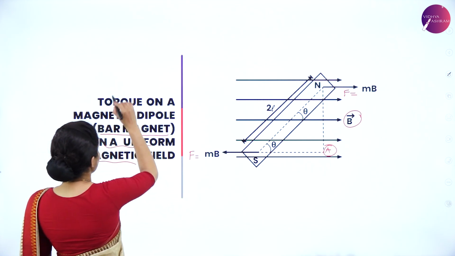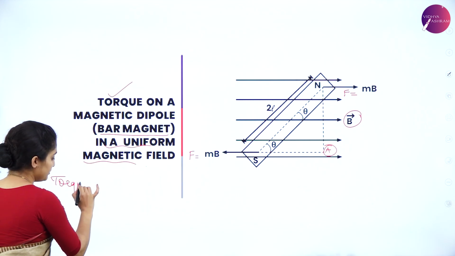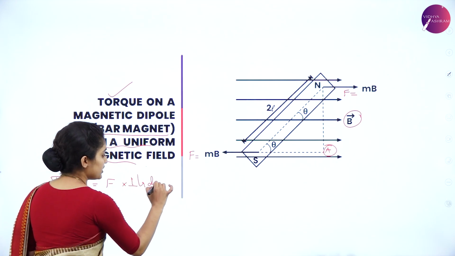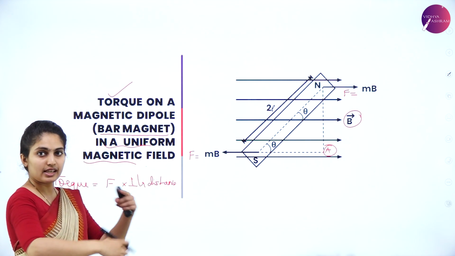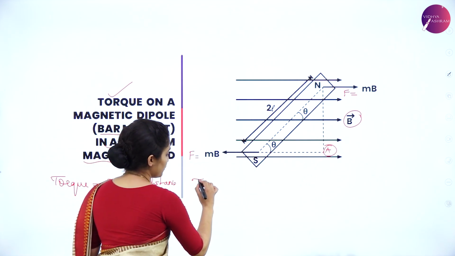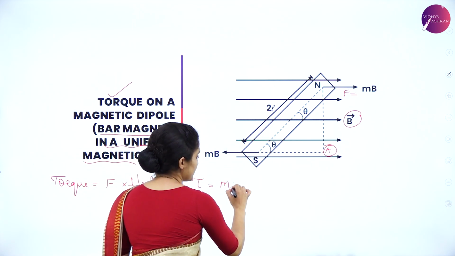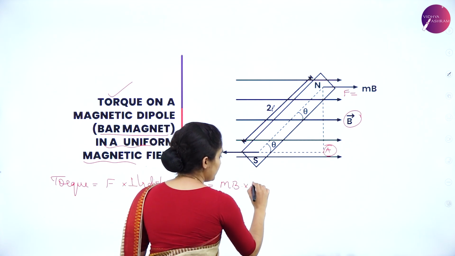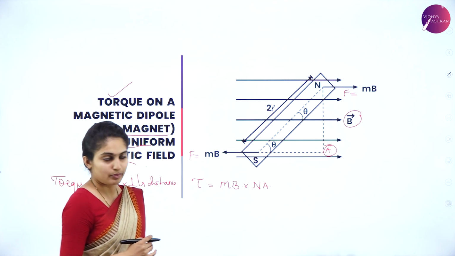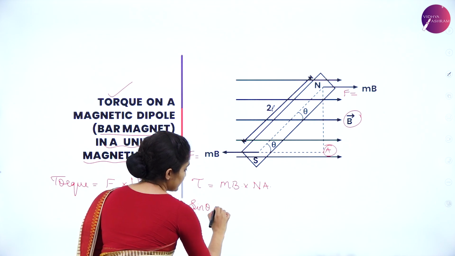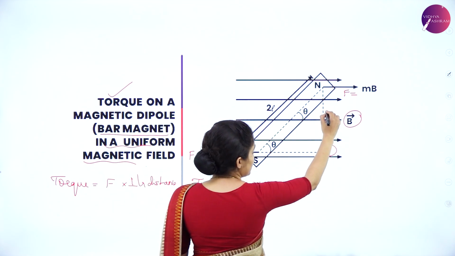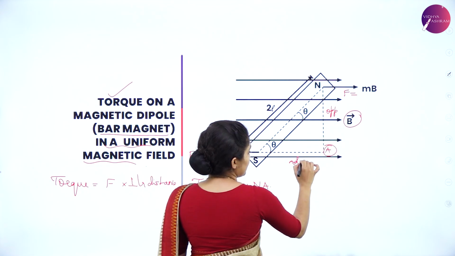So first of all, what is the torque? According to general terms, torque is a rotating force. It is force into the perpendicular distance, because perpendicularly it has its rotation with respect to the magnetic field lines. These dotted lines are imaginary. So torque tau is equal to the force, which is mB, into the perpendicular distance NA. Usually we go with the horizontal component, with respect to sine theta with respect to the magnetic field. So now, there is an angle theta, and what is sine theta? It is opposite by hypotenuse. So which is opposite now? This is our opposite, this is our adjacent, this is our hypotenuse.